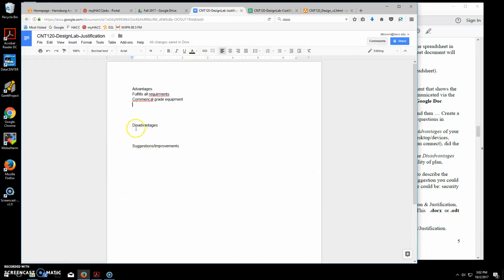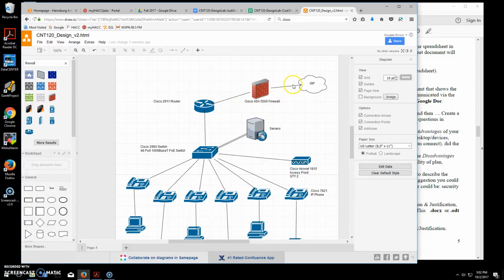I'll come back and do the same thing on disadvantages. We have single points of failure. We have no redundancy. Again, I'm not worried about typing or spelling at this point. I'm just trying to get ideas down. If I look there, if this link goes out, we're done. If this link goes out, we're done.